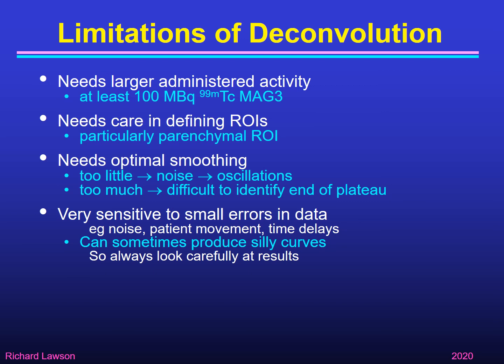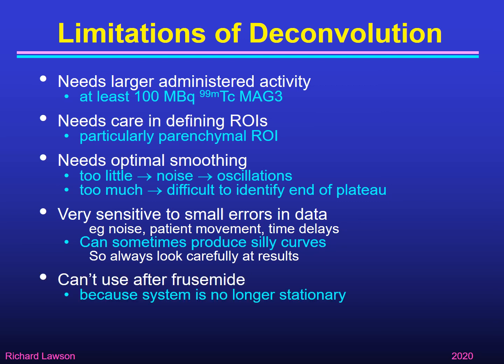It's very sensitive to small errors in the data, so noise, too few counts, patient movement, or time delays between the heart and the kidney can sometimes produce silly curves. So it's important to always look carefully at the results to make sure that the results that you get are believable.